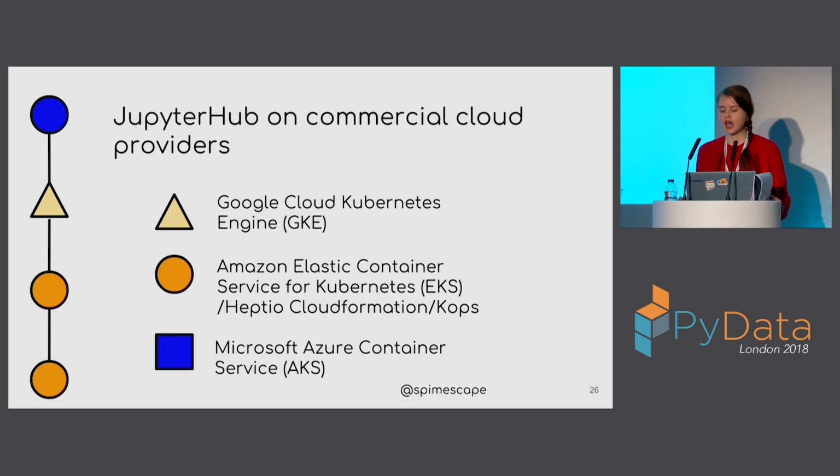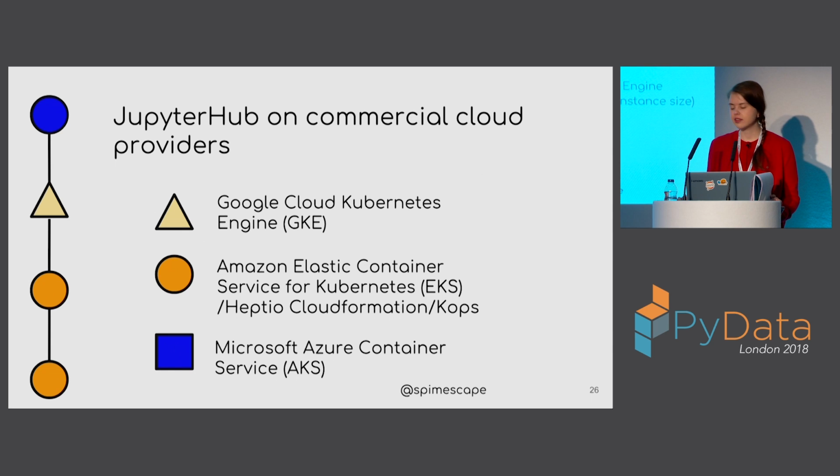If you're more of a do-it-yourself kind of person, there are 2 approaches to deploying Kubernetes and JupyterHub on Amazon. So you can use a Heptio CloudFormation template that will deploy all the components for you, or you can use a command line tool called kops. Both of these do require a bit of extra effort to set up things properly, and also extra effort to manage the deployment. Last but not least, there is Microsoft's Azure Container Service, which is also still in preview, but it's already public, so you can try it out.